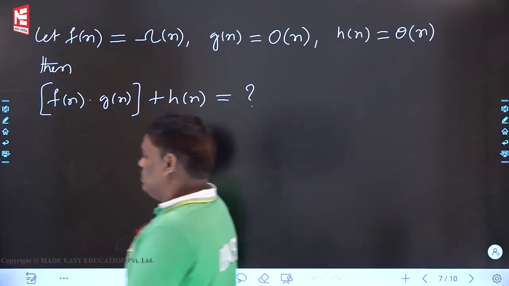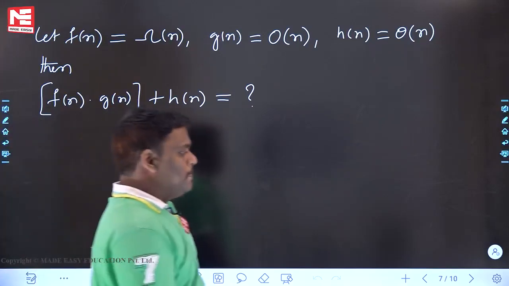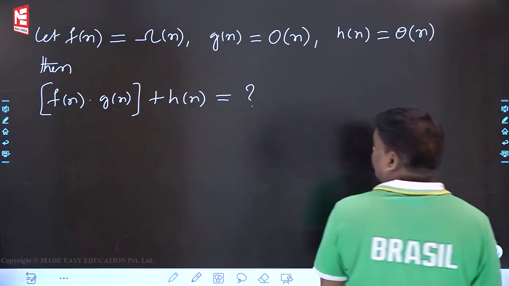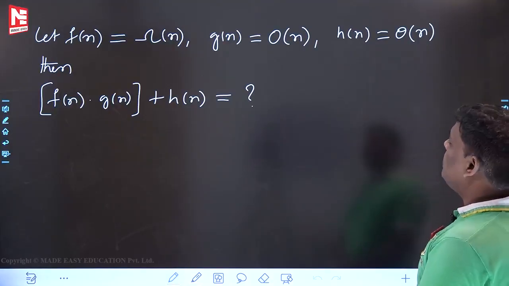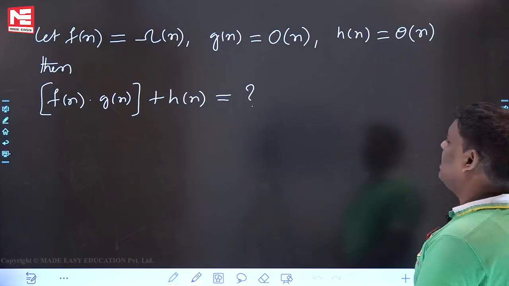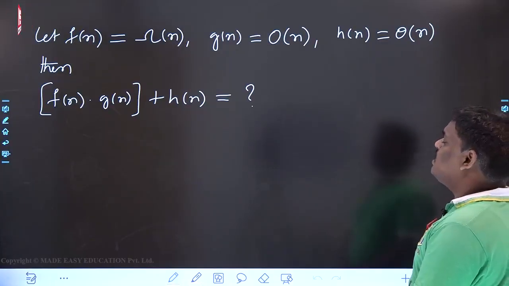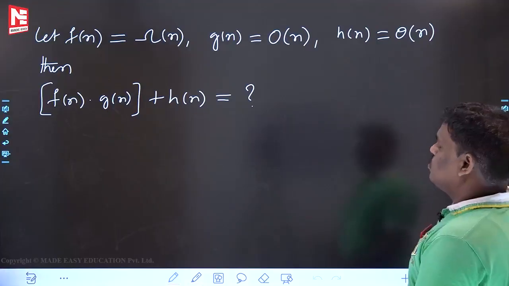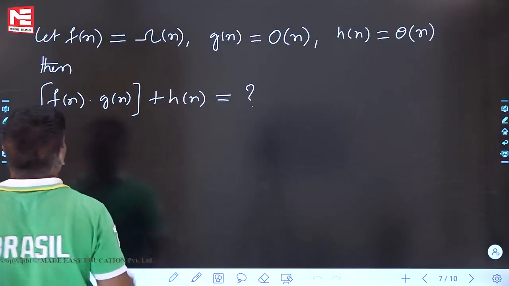See this problem also. Let f of n be omega of n, g of n be big O of n, and h of n be theta of n. This is the given data. Then f of n into g of n plus h of n is equal to what? You have to fill this gap. What is the answer for this?